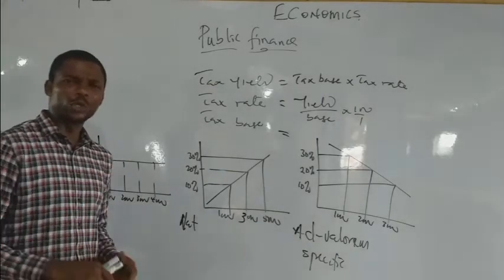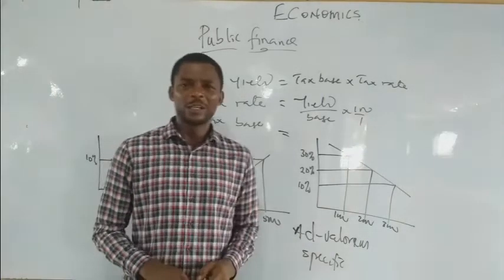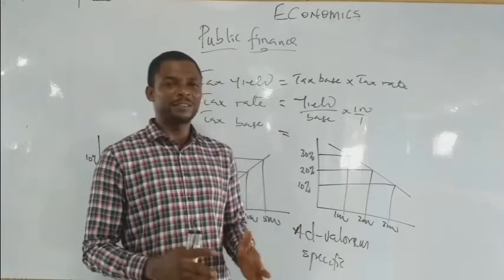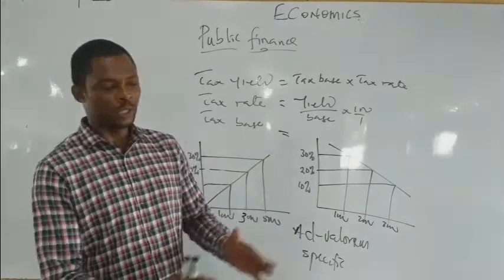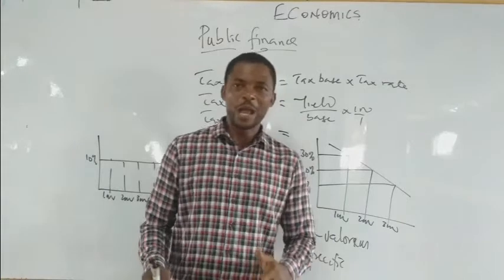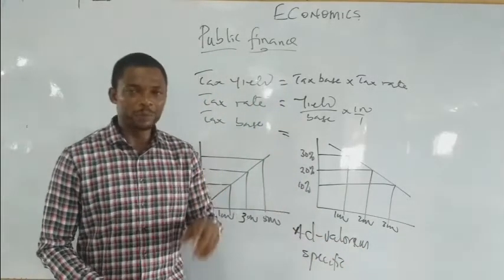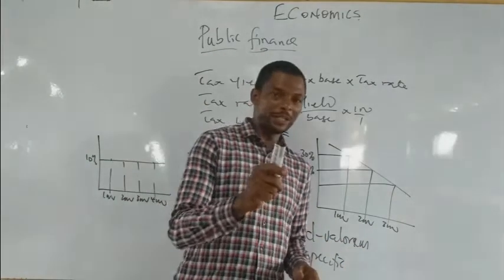We just go straight to budget. What is budget? The budget is defined as the financial plan of the government that shows the government's anticipated revenue and the proposed expenditure over a period of time. Did you get that?